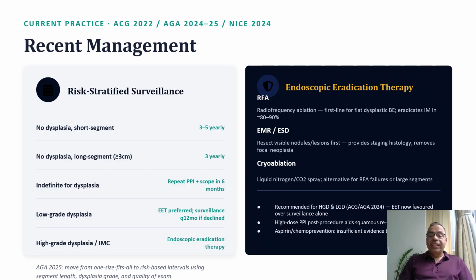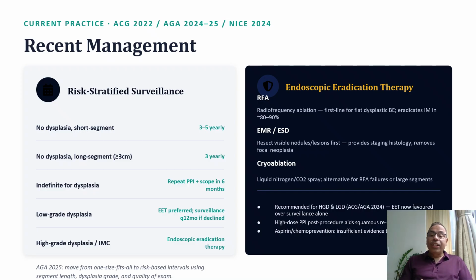Now let's go into details about what exactly are the three types of endoscopic eradication therapies we know. We have one, radiofrequency ablation, which is a first line therapy for a flat dysplastic Barrett's esophagus. This would eradicate these metaplastic features in almost 80 to 90% of cases. So when you have a very flat lesion with dysplasia, then in such cases, the first line of therapy would be radiofrequency ablation.